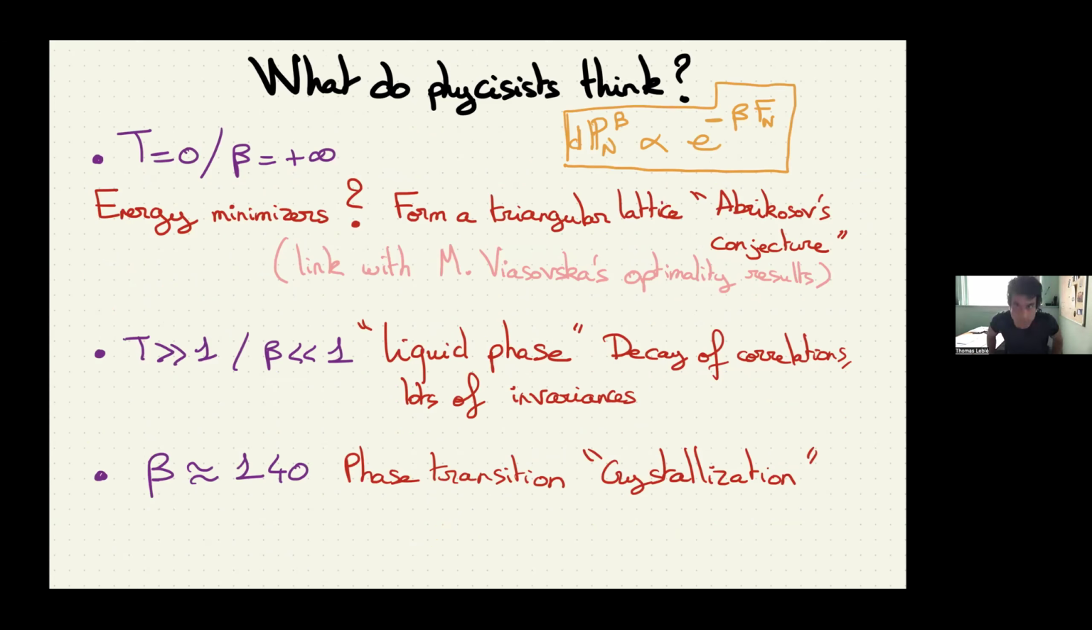Okay, so what do physicists think happens in the model? Let me remind you that this is my model. In a sense, this is the Gibbs measure I'm looking at.